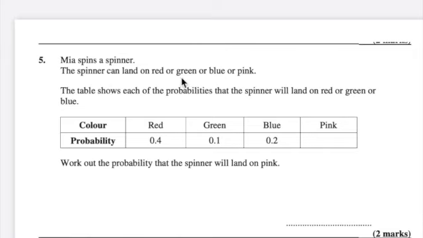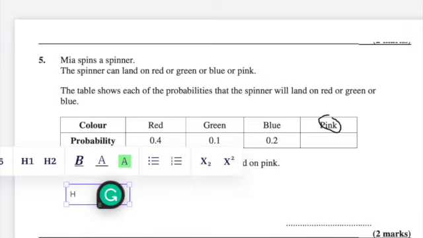With this sort of question, question 5, Mia spins a spinner. The spinner can land on red, green, blue or pink. The probability the spinner will land on green or blue is all here. Remember, probabilities all have to add up to 1, and it wants to find the probability that it will land on pink. So it all has to add up to 1. So you have 0.4, 0.1, 0.2.